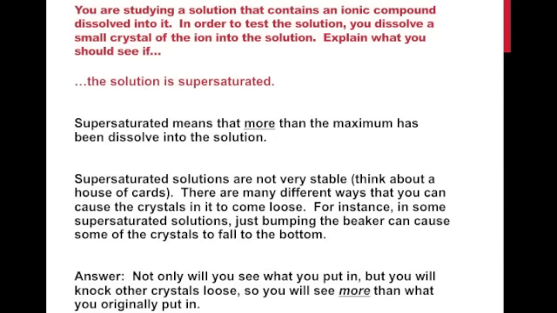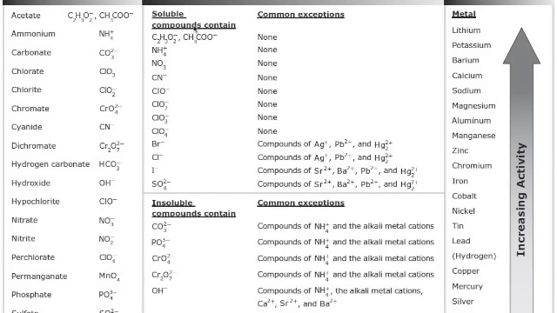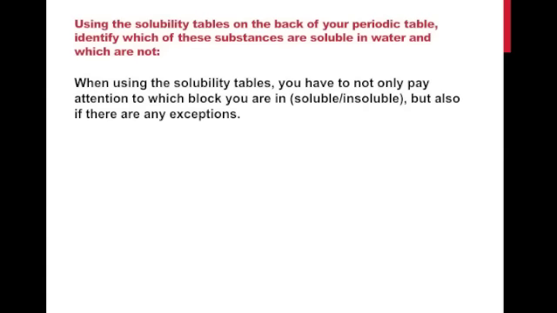Last question I want to take a look at, and this will take a little bit of work, is number 17. We have 6 compounds, and I wanted you to look at the back of the periodic table and see which ones were soluble. Take a look real fast at this table. Some of these compounds will be soluble in water, and some of them will be insoluble. But of course, we've also got these exceptions right here. When we look for our compounds, we really have to pay attention to not just which block we're in, whether it's soluble or insoluble, but we're also going to have to check and see if there are any exceptions.